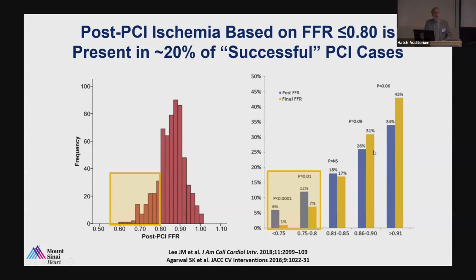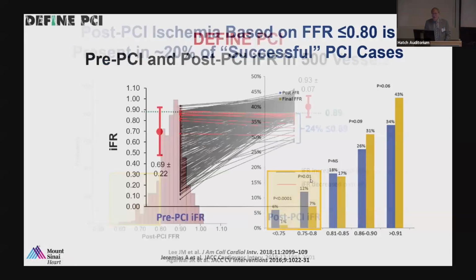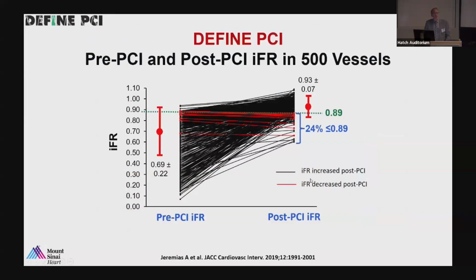This was initially brought up from the FFR literature, where after successful PCI, 20% of those target vessels still have an abnormal FFR of less than 0.8. And if you continue to try to improve the stent results, you can reduce that number. We looked at this carefully in the DEFINE PCI registry in 500 patients looking at iFR, a non-hyperemic technique. And overall, we increased the iFR by treating the lesions, but 24% of them still have an abnormal iFR.